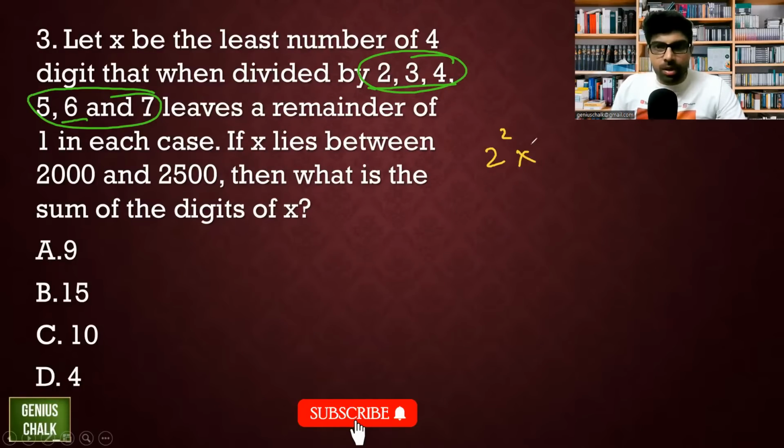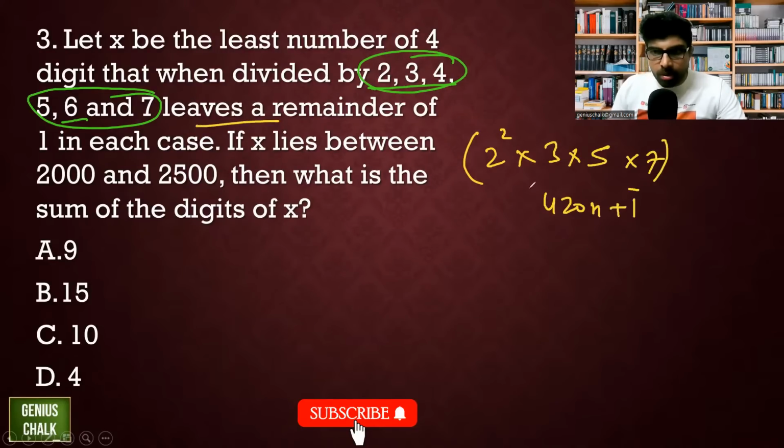Highest power of 3 available is 3 only. Highest power of 5 is 5 only. And we have 7. So again, 4 threes are 12, 5 is 60. This is 420, and the remainder is 1 in each case. So 420n plus 1.